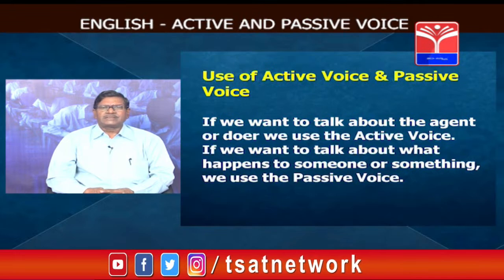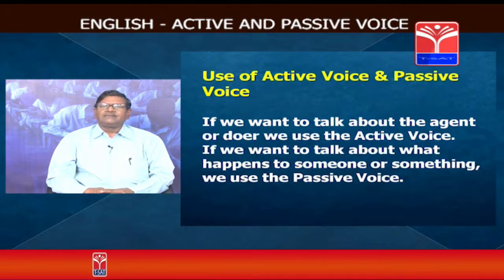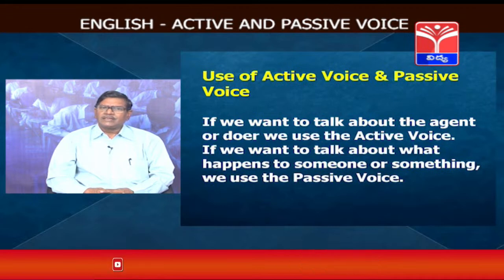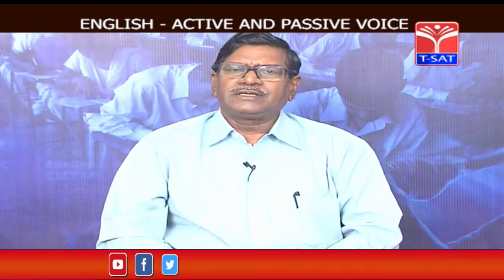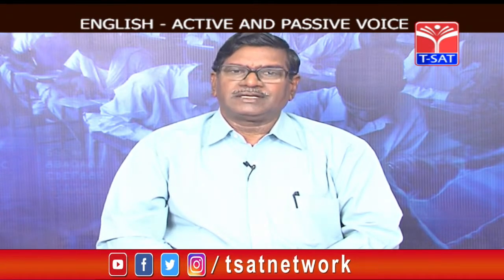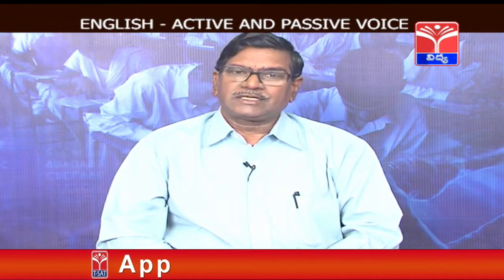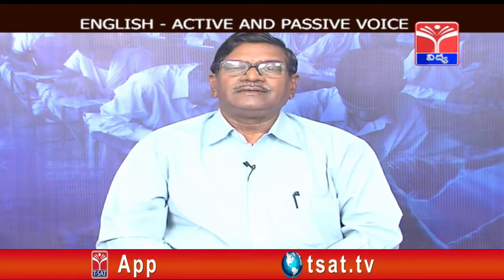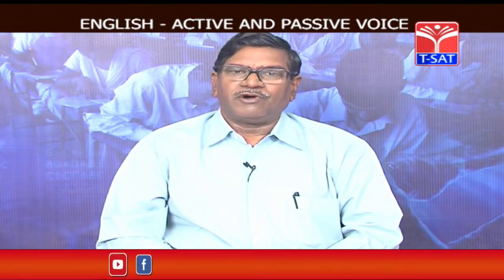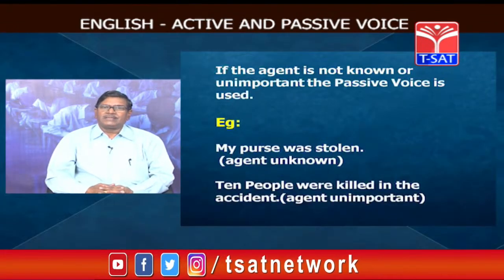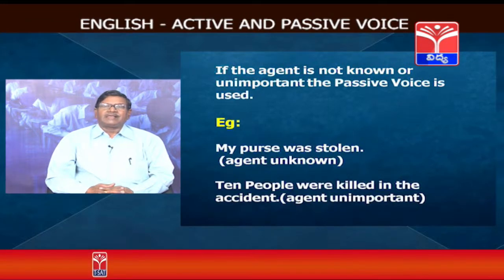So, passive voice is used when we want to talk about what happens to something or someone, but not the agent. In place of the agent, the object in the active voice is given preference. So, when we talk about the object of the sentence in the active voice, then we may have to use the passive form. So, if the agent is not known or unimportant, the passive voice is used.